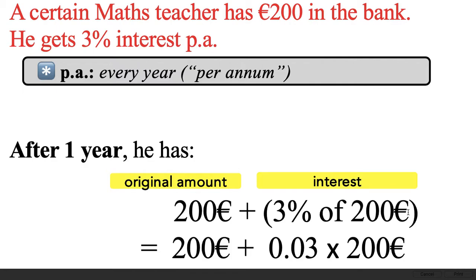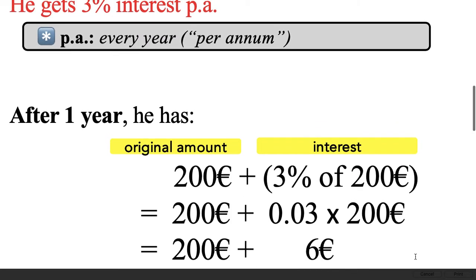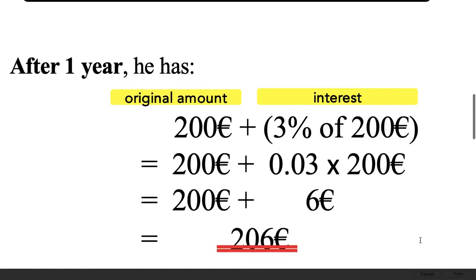And 3% means the same as 0.03. And when you see "of" with a fraction, you're multiplying. So he's got 200 euros plus 0.03 times 200. So that's 200 plus 6, because you have to do the multiplying first before the adding. So after 1 year, he's got 206 euros in the bank.